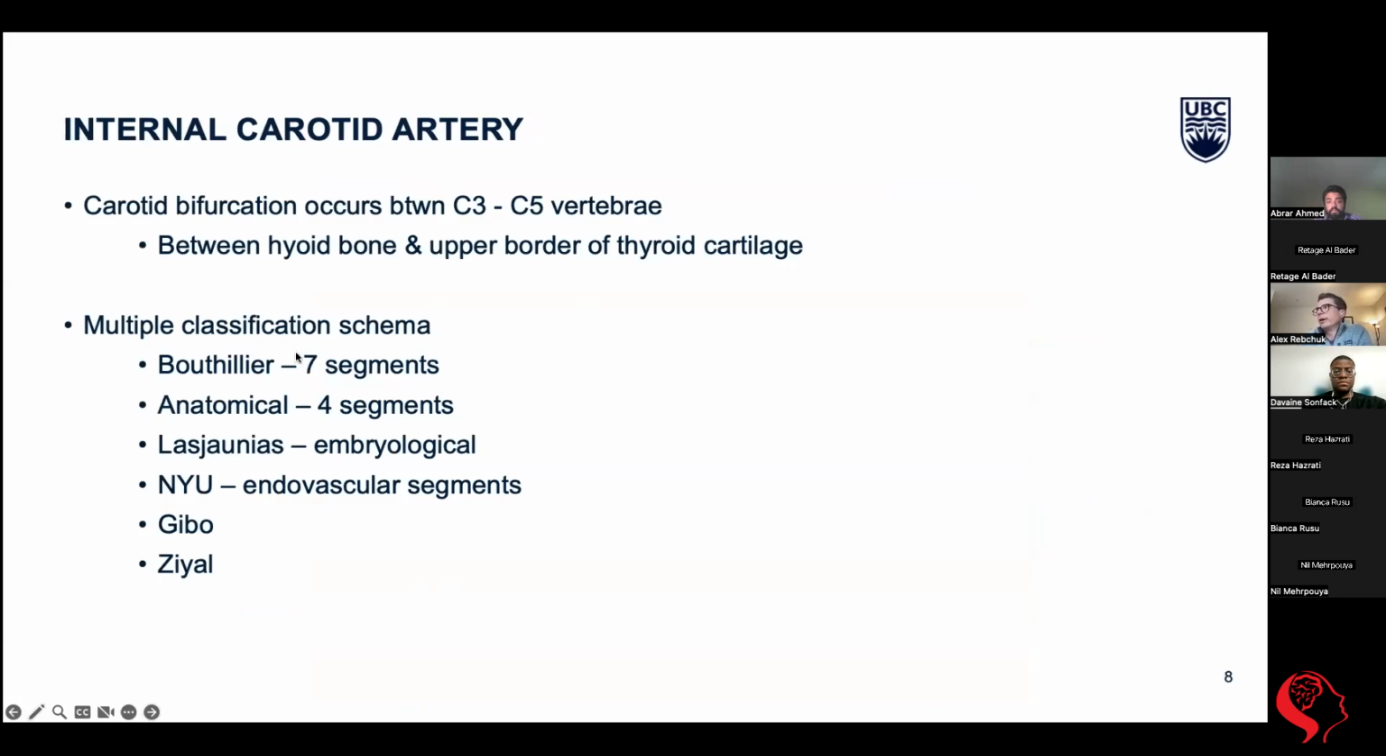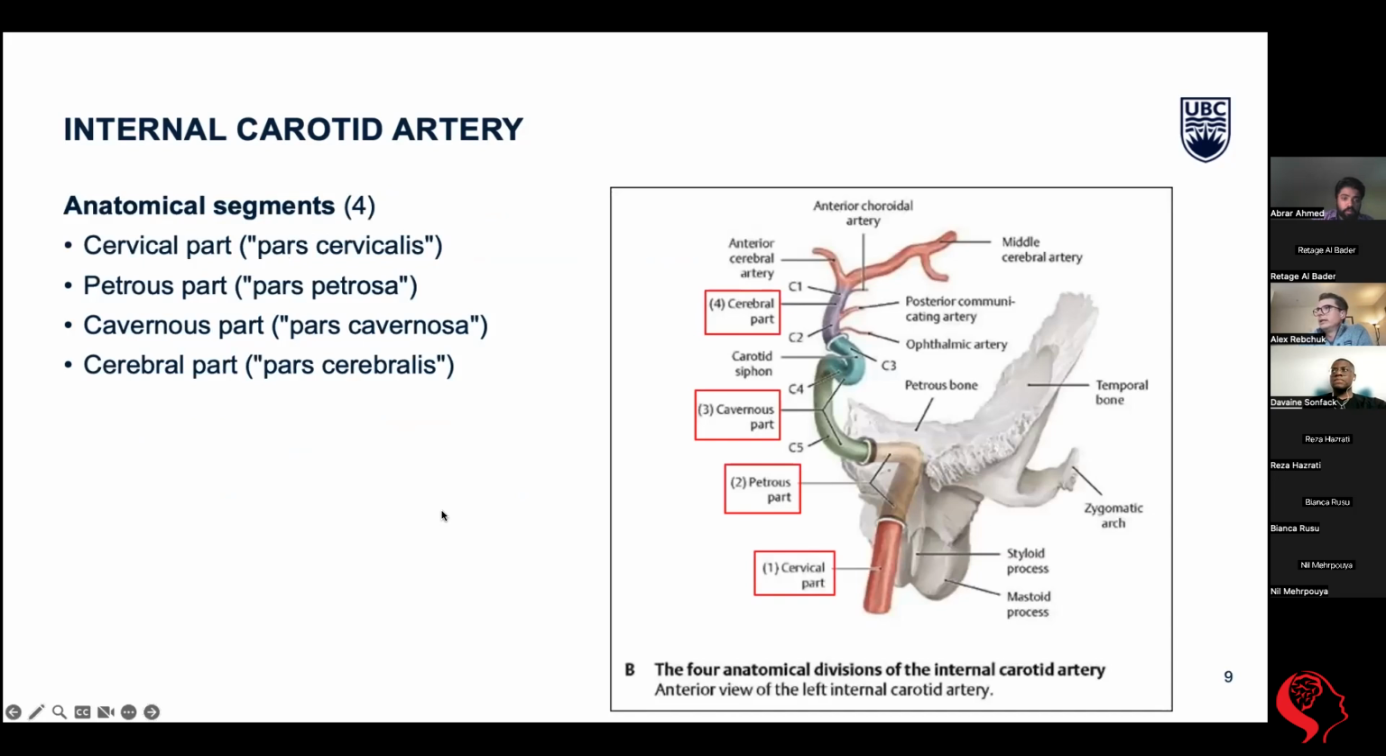Things to know about the carotid artery: it bifurcates between C3 and C5. That's often just between the hyoid bone and the upper border of the thyroid. There are multiple classification schemas. The one you will most likely be familiar with is Bouthillier, and we'll go over that. You can see here there's a bunch of people who have classified it, and it may have been taught different ways. The most common one, especially in cerebrovascular neurosurgery, is Bouthillier. That's what you should have a pretty good grasp of.